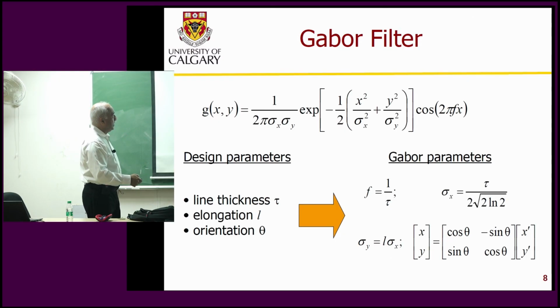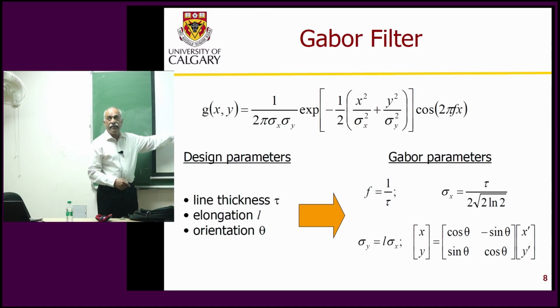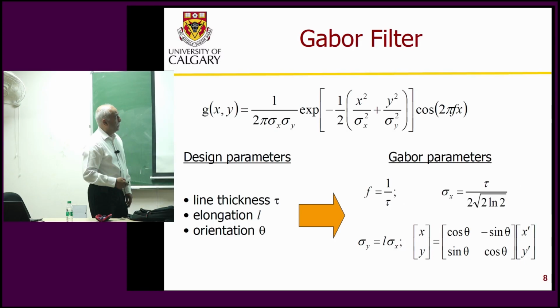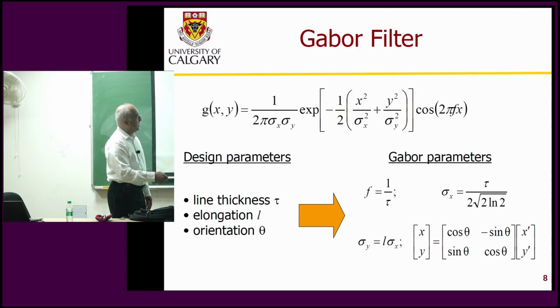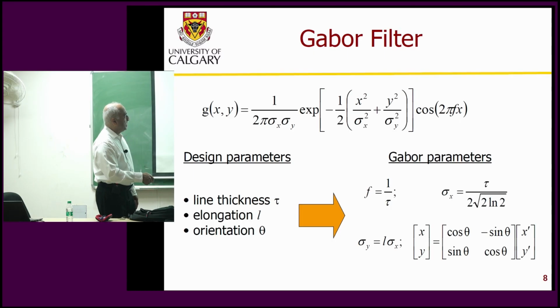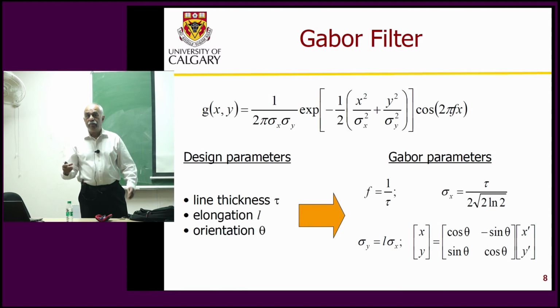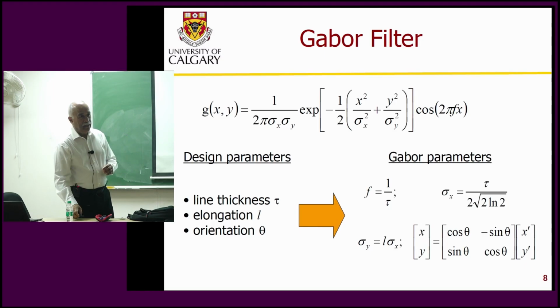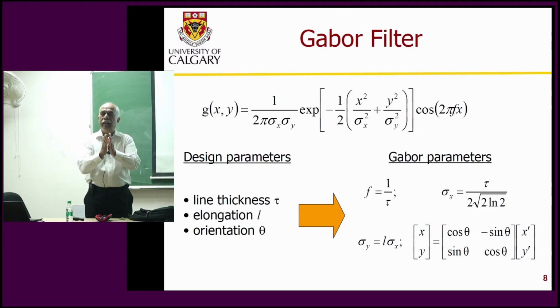So the design parameters for the Gabor filters for this F, the modulating sinusoid frequency, is 1 over tau to match the line thickness to the cosine. Sigma x is tau divided by the scale factor. Sigma y, the spread in one dimension, is L times the spread in the other direction. That makes it anisotropic, or non-isotropic. So there is some orientation, elongation in a certain direction. If it is isotropic, there is no orientation.